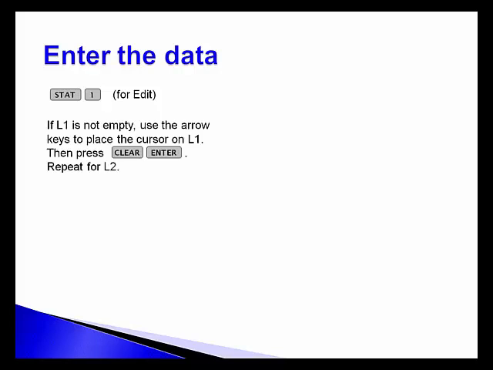Let's now continue to enter the data. We do this by entering Stat 1 for edit. The Stat button, by the way, is right beneath the Delete button toward the top of your calculator. If L1 is not empty, you want to use your arrow keys to place your cursor on L1. You would need to move up and left until it is darkened over the L1. Once you're there, press Clear and Enter. Repeat that over L2 if that column is not empty as well.